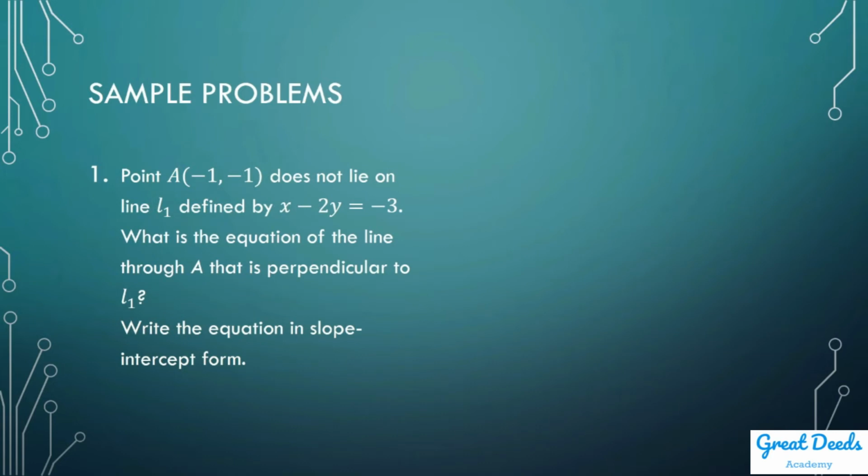Second problem. Point A has coordinates -1, -1. It does not lie on our line with this equation: x minus 2y is equal to -3. This is the same equation that we worked on in the first problem. What is the equation of the line through A that is perpendicular to L1? Write the equation in slope-intercept form.